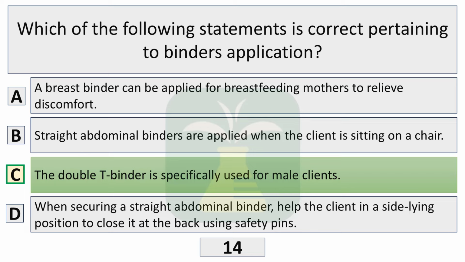Straight abdominal binders are applied with the person supine. It is secured in front of the body by safety pins, Velcro, zippers, hooks, or other closures. The top part is at the person's waist. The lower part is over the hips.